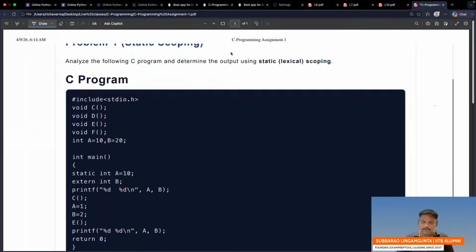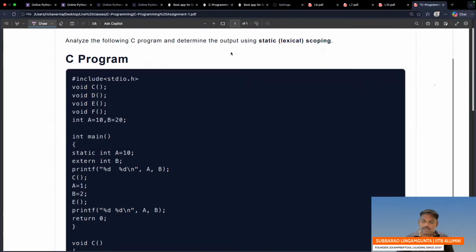This is the assignment problem. Analyze the following C program and determine the output using static scoping. So the date, let me write now: 9/4/26. Everyone try to understand, 9/4/26 is the date.